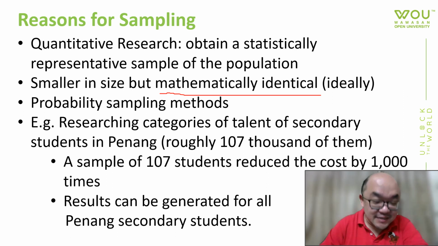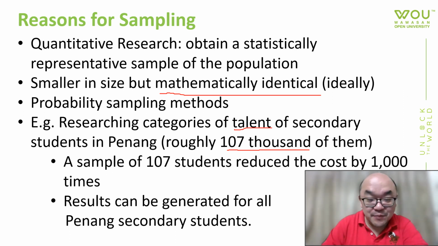Now, for example, let's say the purpose of the research is to study the category of talent of secondary school students in Penang. So it's like what type of talent do they have? Let it be music, verbal, public speaking, mathematics, and so on. So let's say that in Penang, according to Google, there are about 107,000 secondary student records from last year. Now if you want to recruit all of them and run multiple tests on them, because remember you are trying to find what talent they have, meaning that you will need to try all possible tests on them. That would be a nightmare.